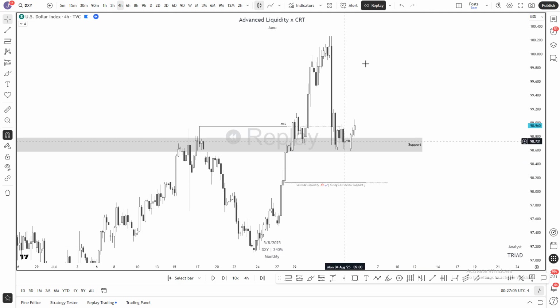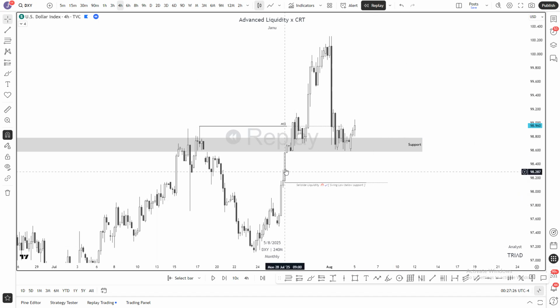Now the second box to check is you need a nice swing low below the support or resistance. If it's support, you need a nice swing low below the support. If it's resistance, you need a nice swing high above the resistance, because that is considered a safe area for retail to put their stop loss.